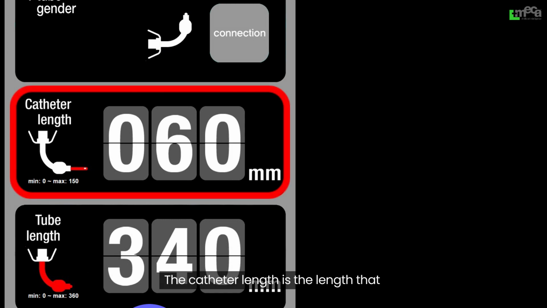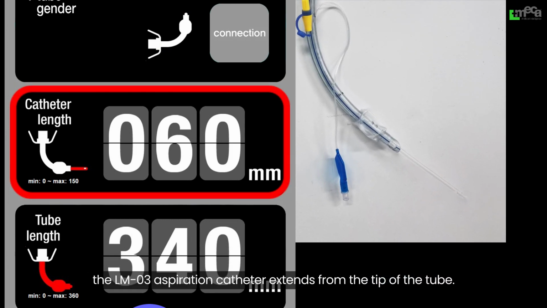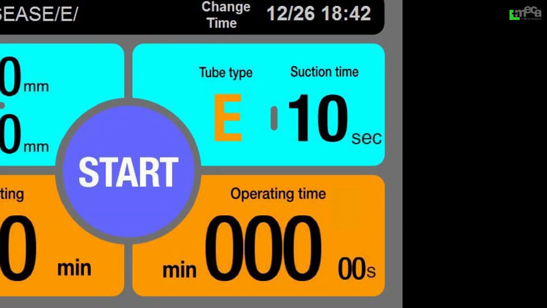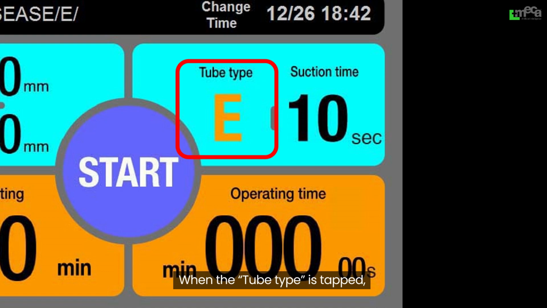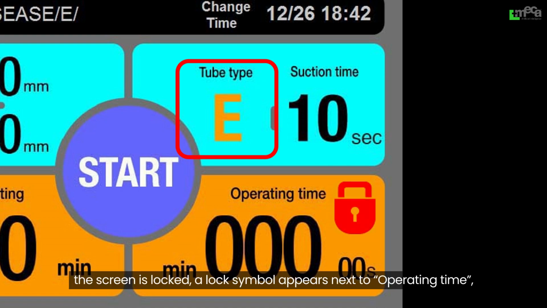The catheter length is the length that the LM3 aspiration catheter extends from the tip of the tube. Tube type is automatically changed according to the current length settings. When the tube type is tapped, the screen is locked. A lock symbol appears next to operating time, and only the start or stop button is available for activation.